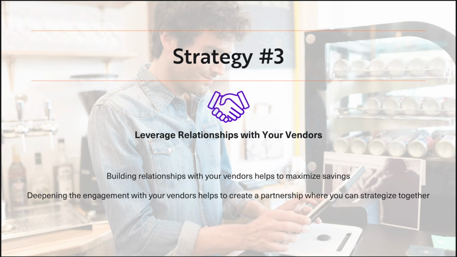Strategy number 3 is going to be leverage relationships with your vendors. Building relationships with all of your reps from food and beverage vendors can help you maximize savings. Creating a partnership for your restaurant and your vendors is key to deepening your level of engagement. This enables you both to strategize together.